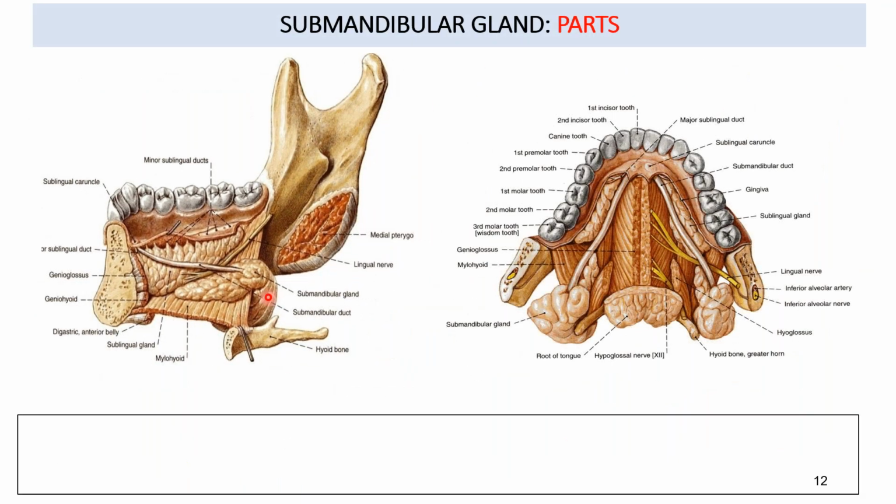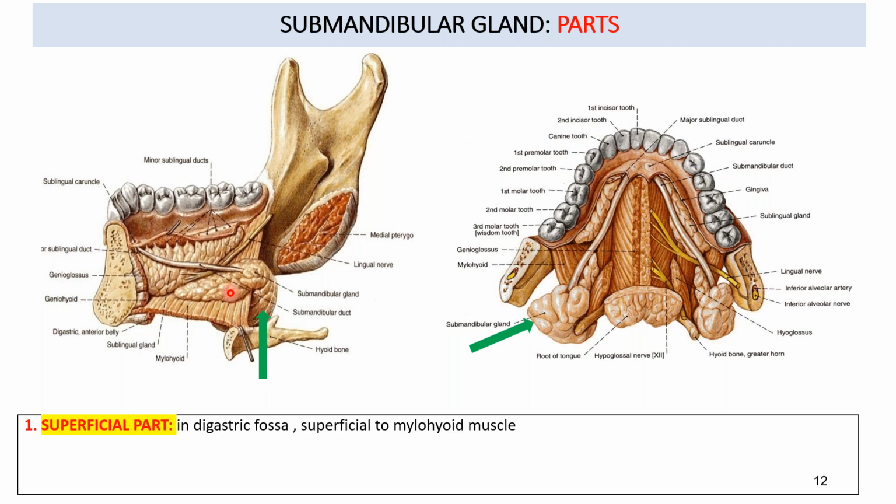Now coming to its parts, this is the superficial part over here, which is lying superficial to the mylohyoid muscle, and this portion is the deep part. The superficial part is situated in the digastric fossa and is superficial to the mylohyoid muscle. This is the mylohyoid muscle on this side, and on this side as well. This is the view when the oral cavity is seen from below.